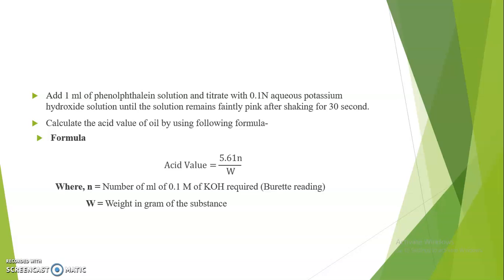So here this is the simplified version, where 5.61 into N, where N gives us the volume of 0.1 molar KOH that is required for neutralization of this particular acidic substance, that is the free fatty acid that is present in the given oil or fat sample. This is nothing but your burette reading that is obtained by performing the practical for the acid value. So this is about the determination of acid value, the importance of determination of acid value, as well as the principle involved in it.